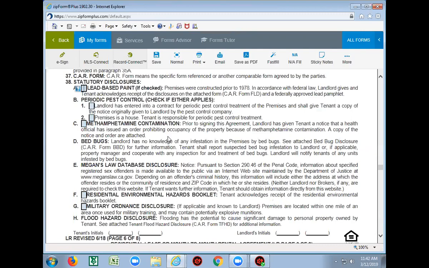They said pest control treatment. That means if it's a house, they didn't say termite. Termite, who's responsible? Landlord. But pest is like what? Ants. So that's why when tenants say, oh, we got a lot of ants, is it a landlord issue?